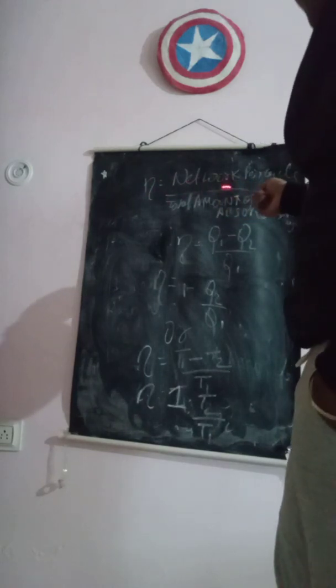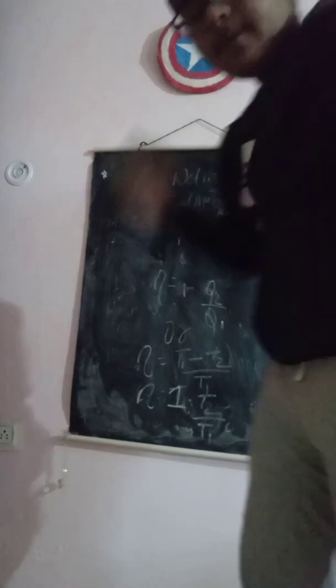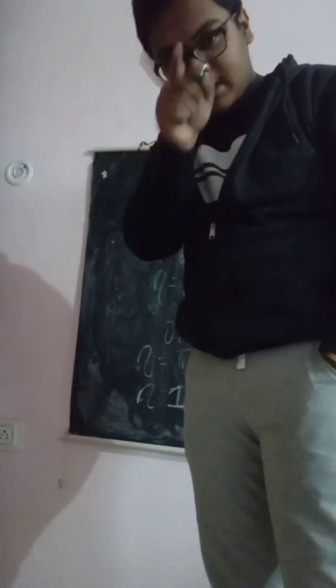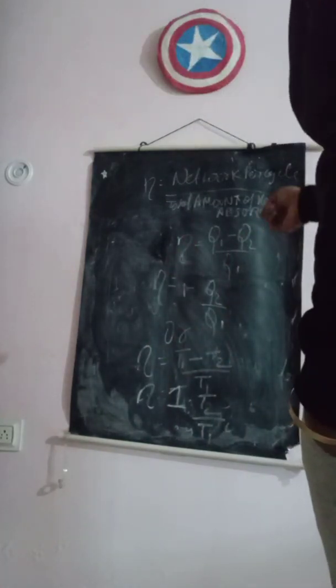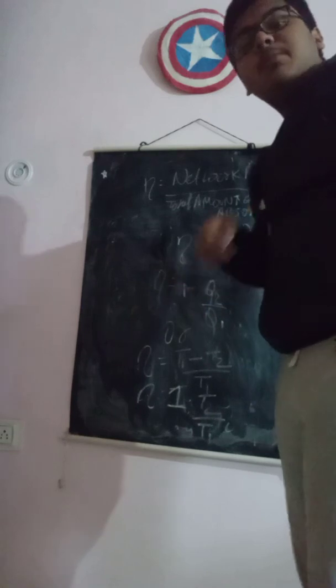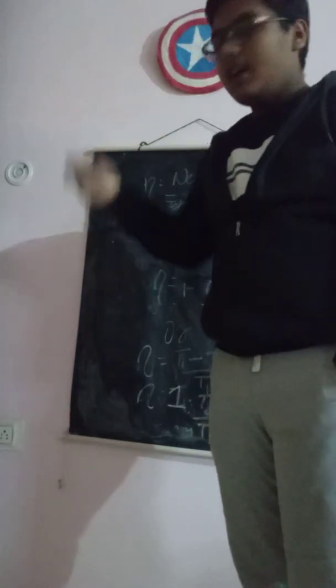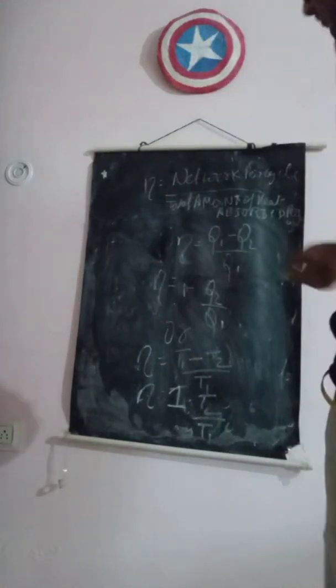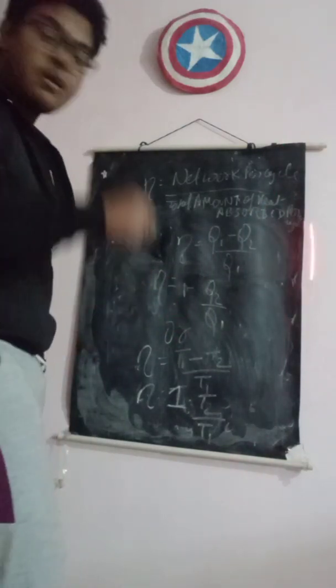Now we have come to the end of our lecture. At last, eta equals the net amount of work done per cycle divided by the total amount of heat absorbed by the engine per cycle. Remember that. So eta equals Q1 minus Q2 upon Q1, because the net work done dW equals dQ, and dQ equals Q1 minus Q2, heat provided minus heat rejected. The total amount of heat is Q1 and the heat rejected is Q2. So we can find the efficiency by the formula eta equals 1 minus Q2 upon Q1.